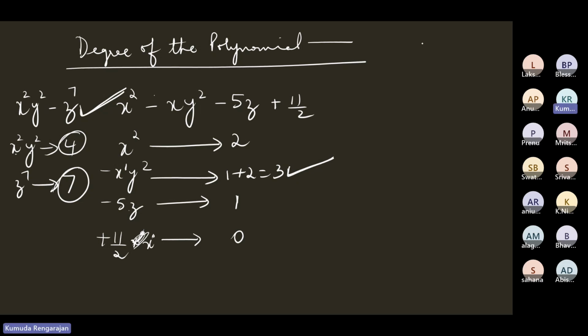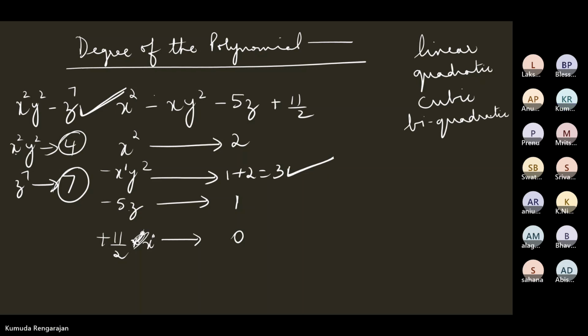If the degree of the polynomial is 1, it's called a linear polynomial. If the degree is 2, it's called a quadratic polynomial. If the degree is 3, it's called a cubic polynomial. If the degree is 4, it's called a biquadratic polynomial. We have terms for everything. If it's 5, it's quintic. It goes on like that. Now we'll stop here.